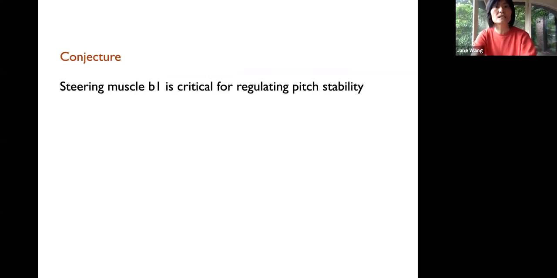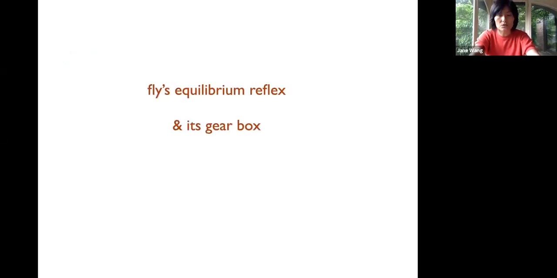So that was a good thing for us to look into, because we now have such a tool to study this. And then, looking a little bit more into the literature, we also made this conjecture that one of the steering muscles, now called the first basalar muscle, B1, is critical for regulating pitch stability. That wasn't clear at all in the beginning, but now I'll explain how we eventually made this conjecture. So this led us to look inside the thorax and try to have some appreciation for flies' equilibrium reflex and the muscle motor system that allows them to remain stable in air.